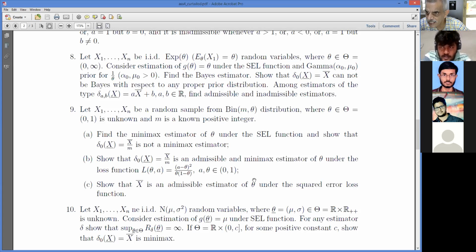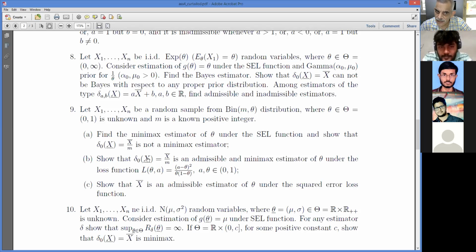So that means expected value of (X bar minus theta) whole square divided by theta into 1 minus theta would be greater than or equal to expected value of (delta naught minus theta) whole square divided by theta into 1 minus theta, for every theta between 0 and 1, with strict inequality for some theta. But what is that? That means the risk of X bar by M is larger than the risk of some other estimator delta naught under this loss function, and that would prove that X bar by M is inadmissible for this loss function. Is that okay? Sir, can you repeat once more?